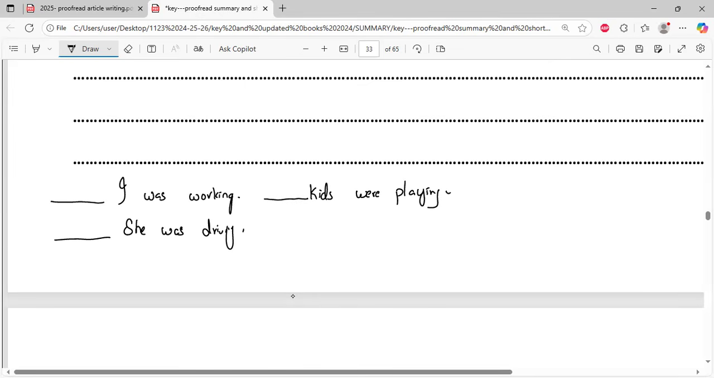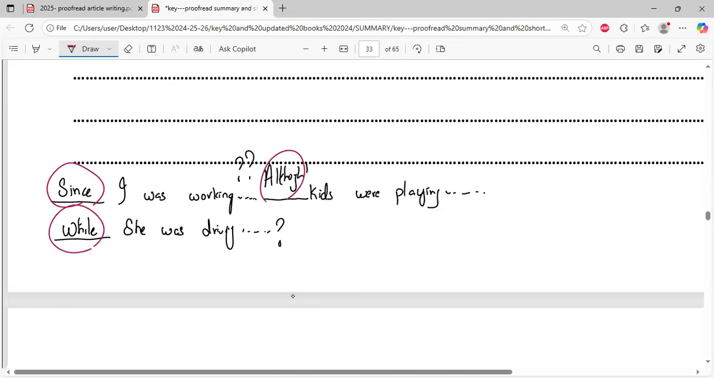For example, instead of saying I was working, if I say since I was working, तो तुम कहोगे मिस फिर क्या हुआ? Since I was working तो फिर क्या हुआ? Now my information seems incomplete. She was driving को मैं कहूँ while she was driving तो आप कहोगे मिस फिर क्या हुआ? So again, this becomes incomplete. Kids were playing. अब मैं कहूँ all the kids were playing. तुम कहोगे मिस फिर क्या हुआ? So now this is incomplete. यानी कि with the use of certain conjunctions like since, while, although, you can make a simple sentence incomplete.